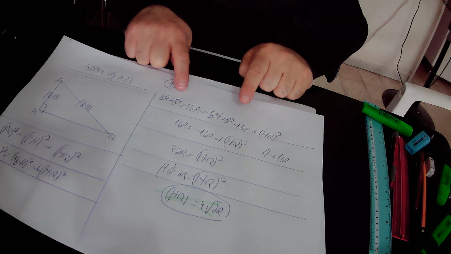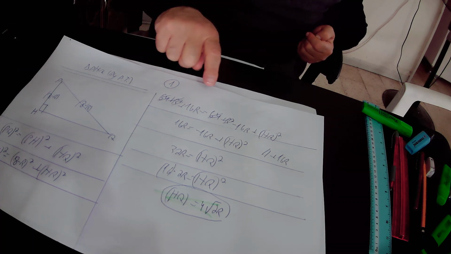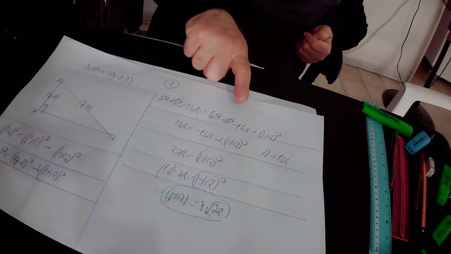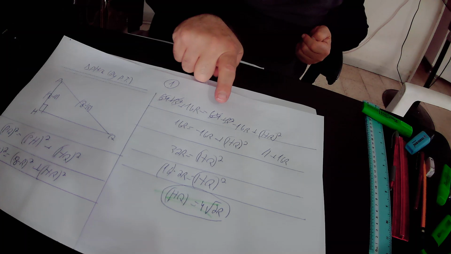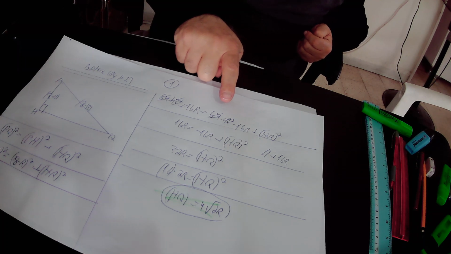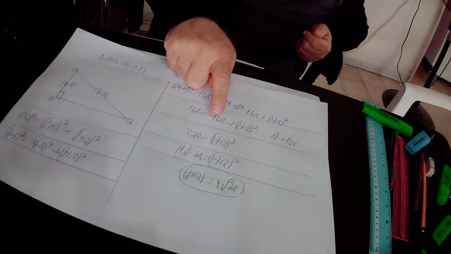After cancelling those two expressions, on this side of the equation we are left only with 16R, and on the other side of the equation we have minus 16R plus HQ square. So we found that 16R equals minus 16R plus HQ square. Here we added 16R to both sides of the equation. We finally found that 16R plus 16R is 32R. So 32R equals HQ square.